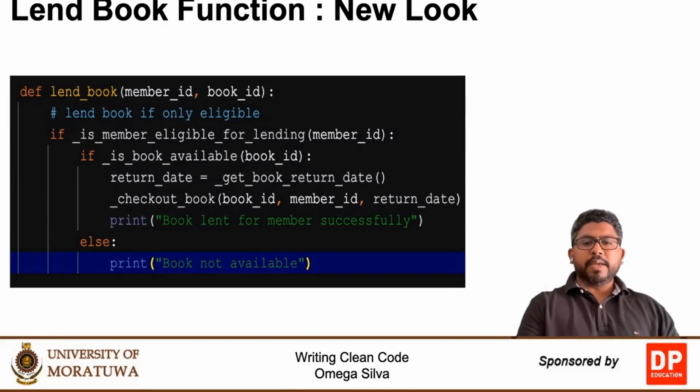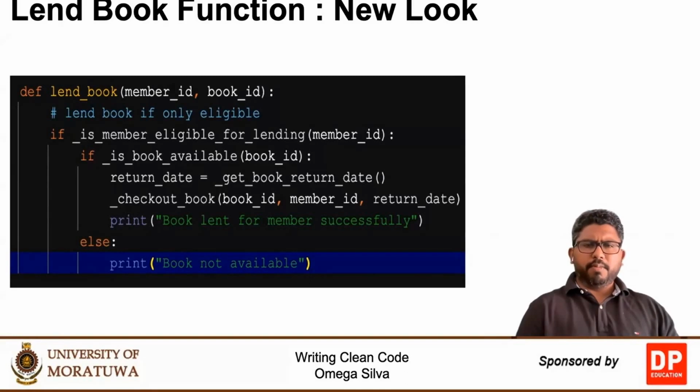The return date is being calculated from the get book return date function. And then you have a method for checkout book. So compared to where we started, isn't this much more readable? This actually reads the code as if you're reading a story or a description about the flow diagram that we had a look at.